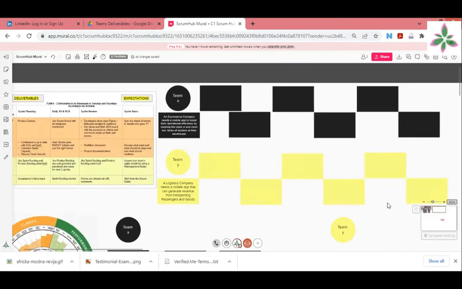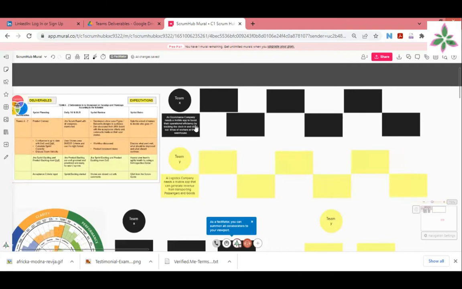So, the task for Team X. Team X and Team Y are actually working for a digital agency that helps provide mobile app and web development solutions to various companies in different sectors. For Team X, an e-commerce company needs a mobile app to boost their operational efficiency by tracking the clock in and clock out times of workers at their warehouse. They had recently noticed that a lot of workers come whenever they want and leave whenever they want, and that's seriously impacting the business negatively.